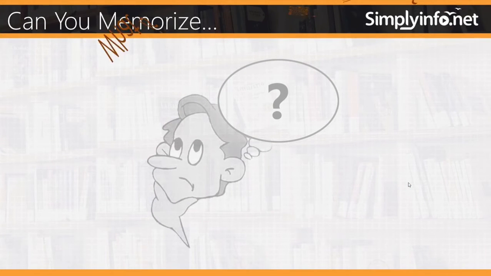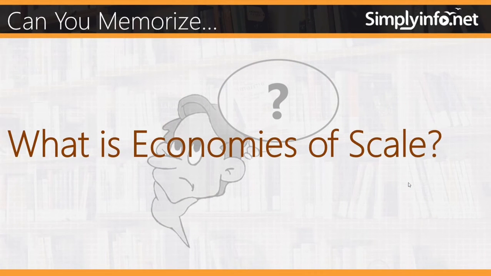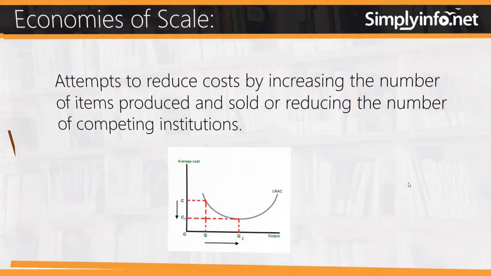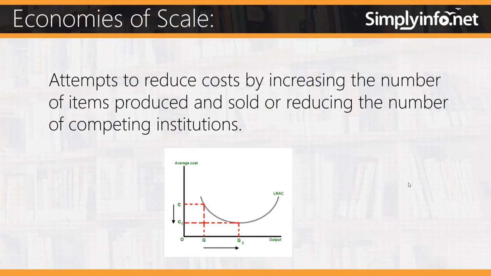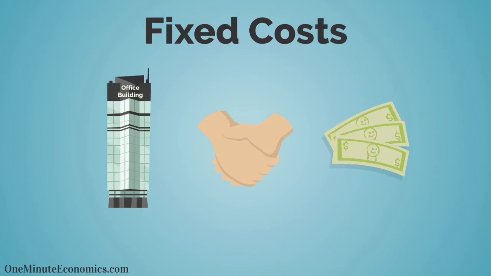Now, let's review. What is economies of scale? I define economies of scale as the growth of a firm or an industry resulting from expansion of the volume of productive capacity, which leads to increase in output and decrease in its cost of production per unit of output. I am going to illustrate this.